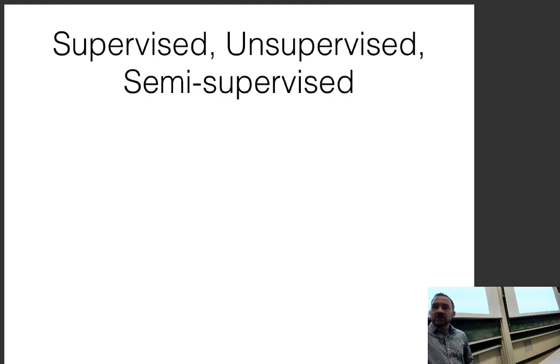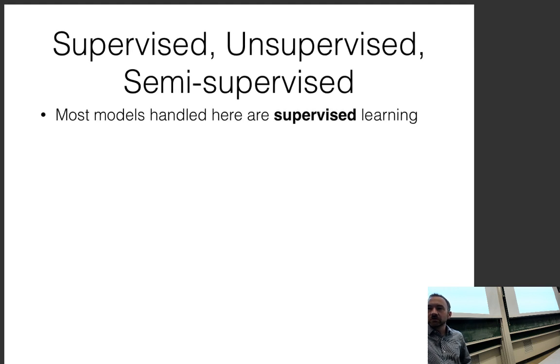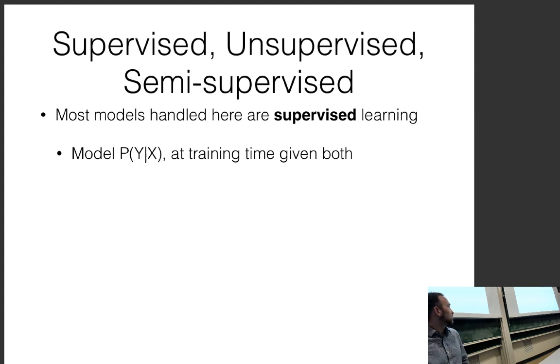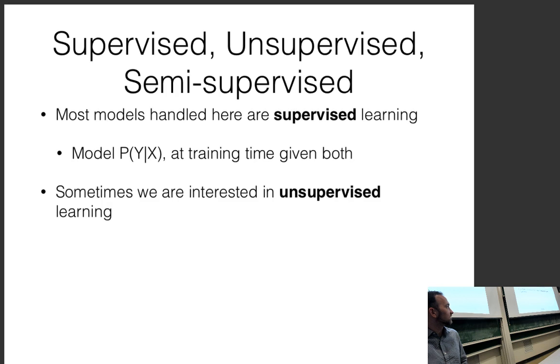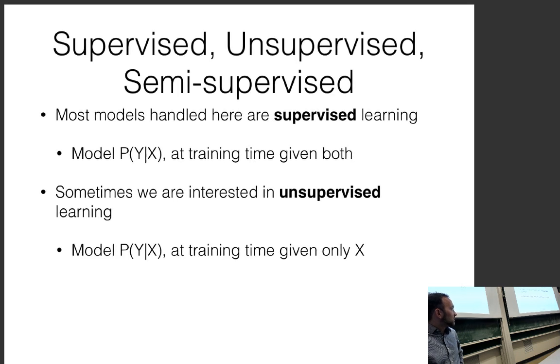But supervised, unsupervised, and semi-supervised: most models we've handled so far are supervised learning, where we have y, which is something that we want to predict, and we have x, and at training time we're given both. Sometimes we're interested in unsupervised learning. So unsupervised learning is we want to model the probability of y given x, but at training time we're given only x. So in other words, we're not given any examples of the things that we actually want to be labeling. I'll give a couple examples of this in a second.